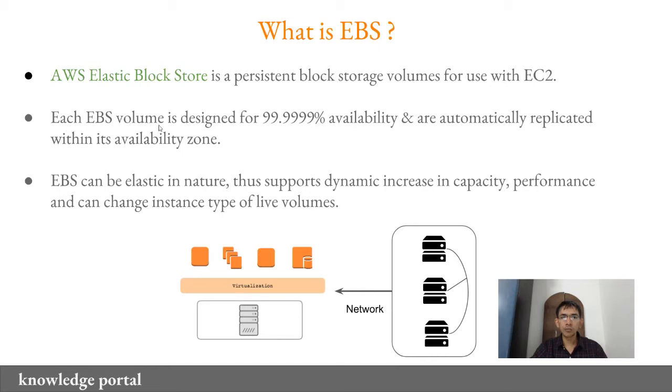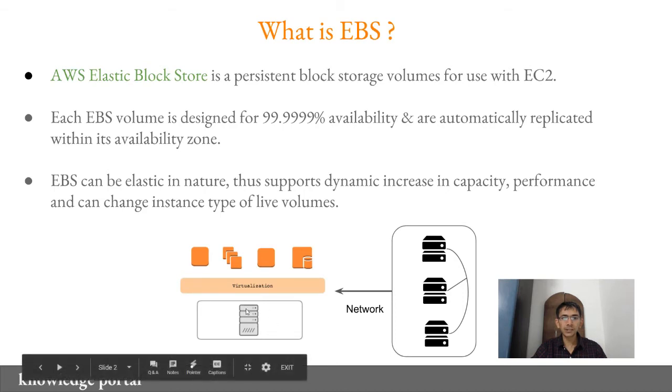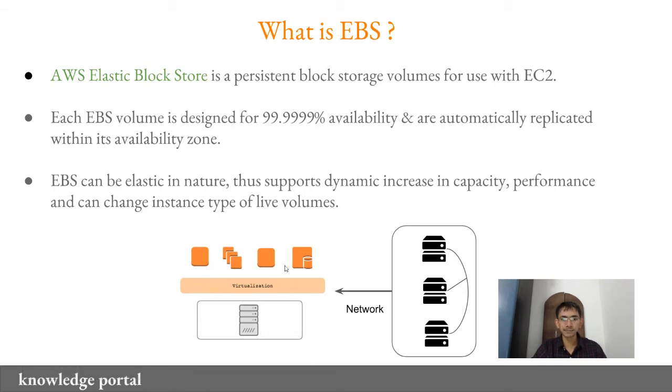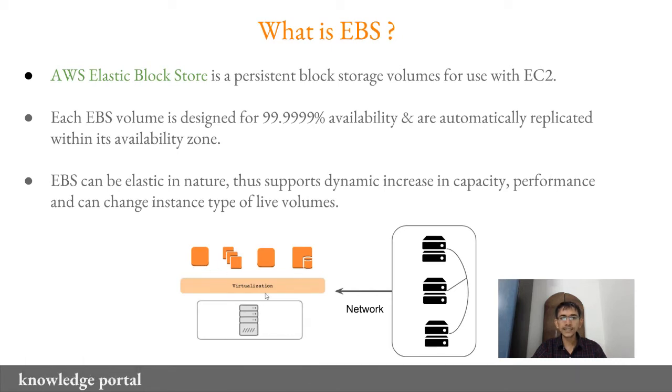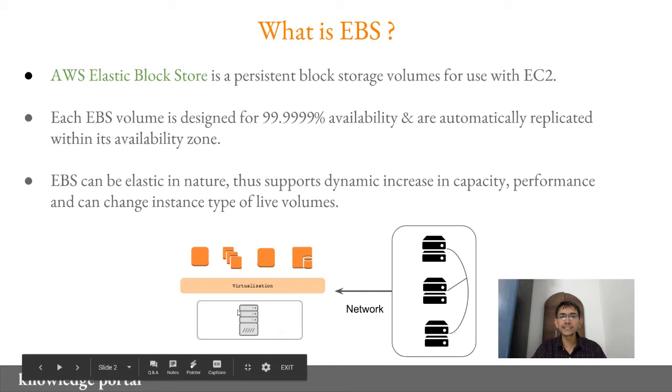Now, each EBS volume is designed for more than 99% availability, and the data is automatically replicated within multiple availability zones. This can be better understood with a diagram. You have the server, you have the virtualization layer, and you have various EC2 instances. The EC2 instance will not store the data within the server, because let's say there are 4 EC2 instances running on one server.